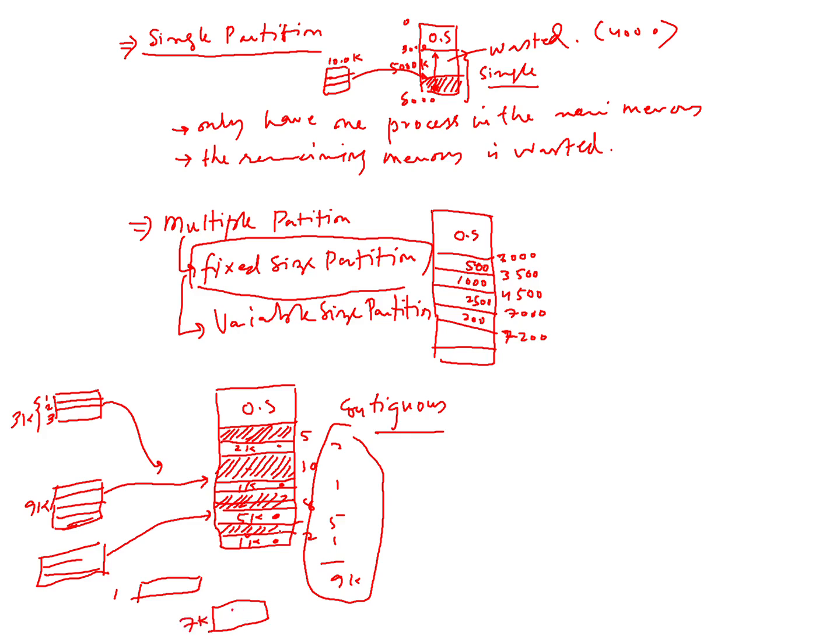And we have 7k, here we have 5k and here 2k, but we cannot utilize this for this process because this memory is not contiguous in nature. Okay, to overcome this issue, we have variable type of partition.